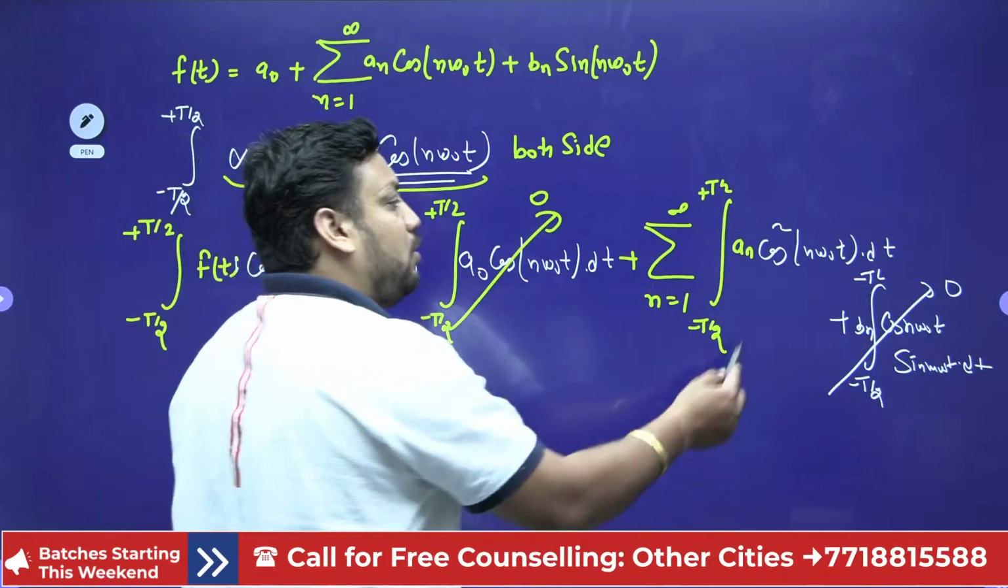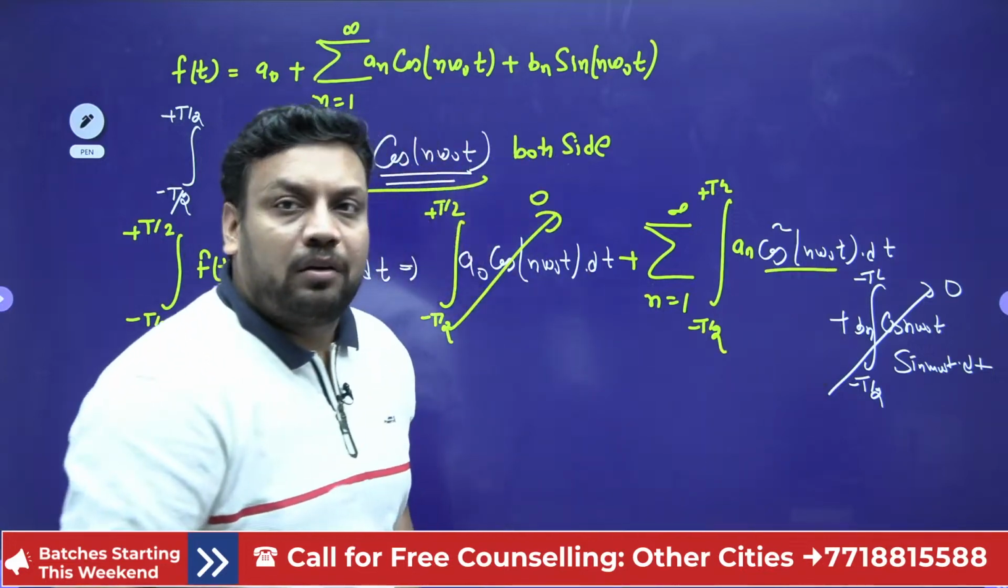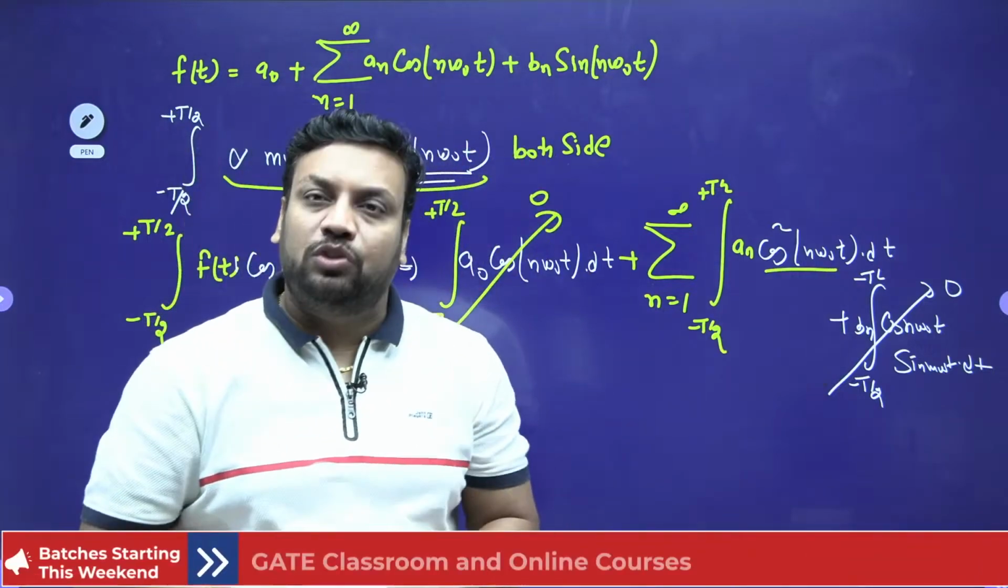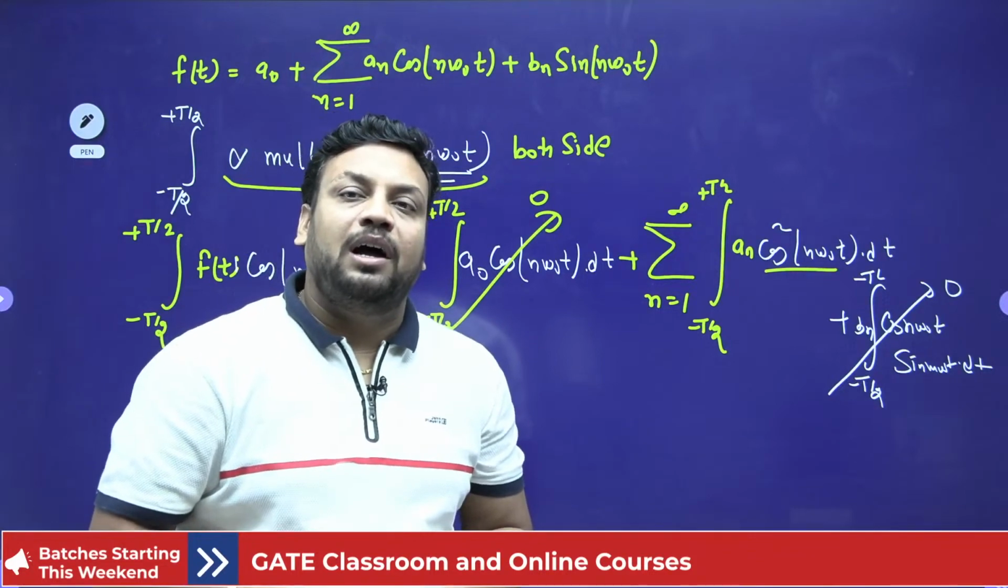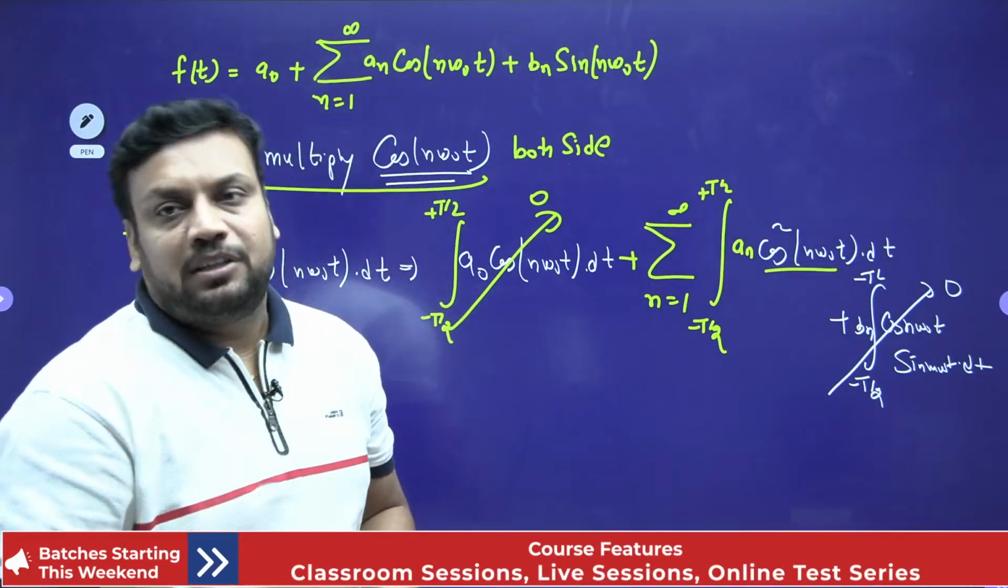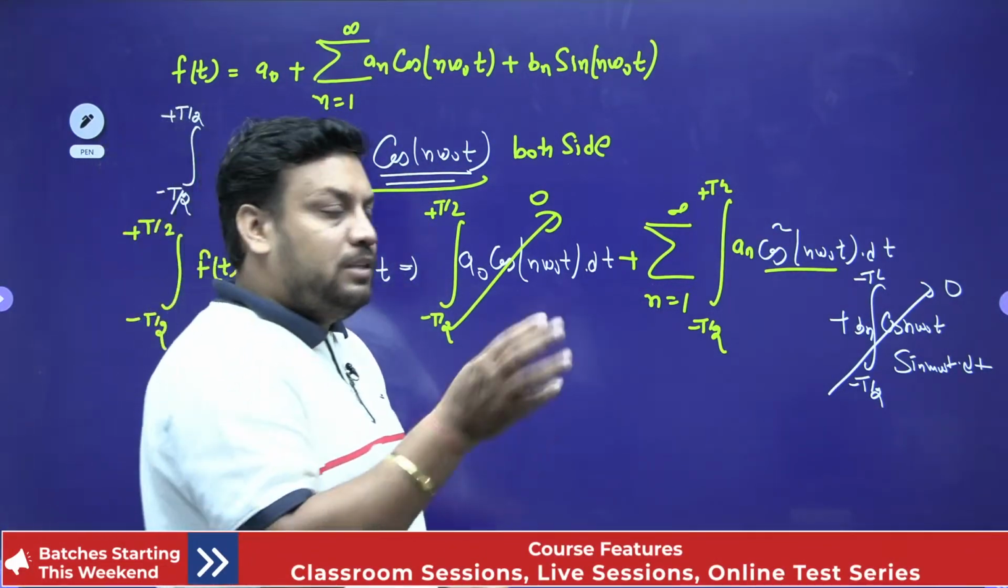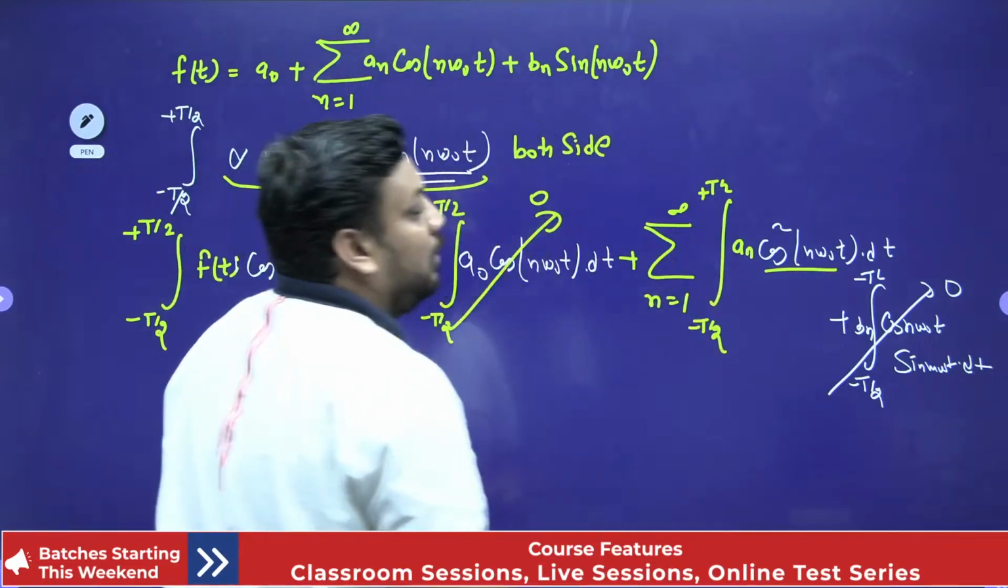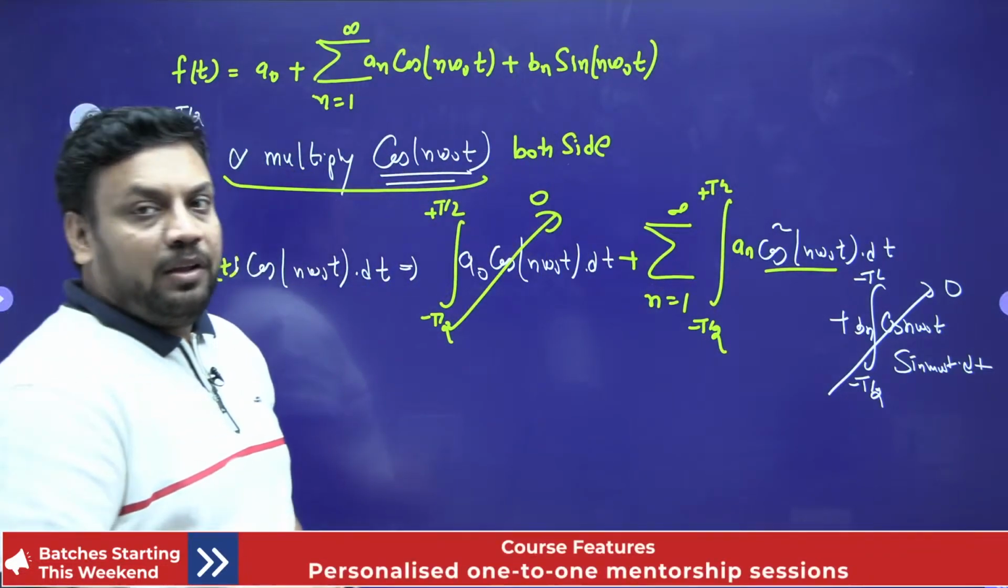But what about this term? Cos square. Cos square will give you (1 plus cos 2 theta) by 2. So when you apply this formula, what will you get? You will get the first term, 1 by 2 outside. So upper limit minus lower limit, you will get here T by 2, you will get here T by 2.